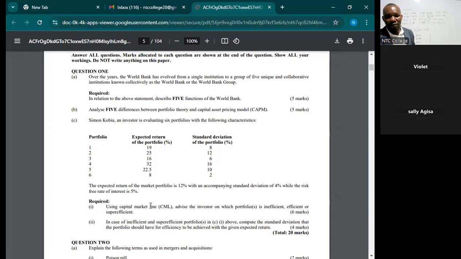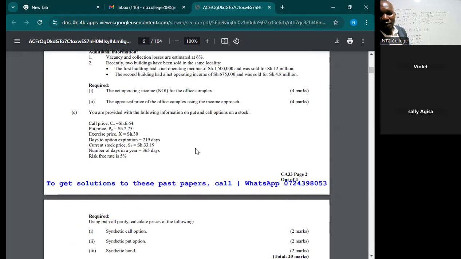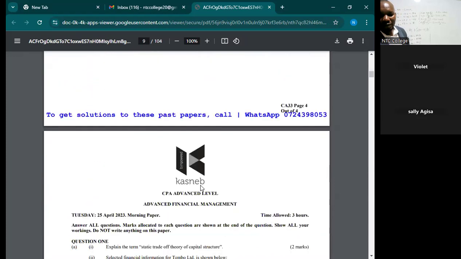I told you that this one we are not going to do, but you need to. And the first question they are asking, analyze 5 differences between portfolio theory and CAPM. Do you know the differences? Did I give you the differences? Differences between portfolio and CAPM. That one you can try to look at. The next question was which year? I just need you to open your eyes and start revising because we don't have much time.